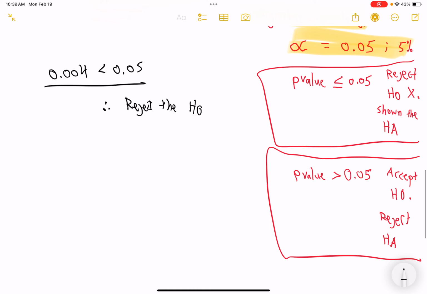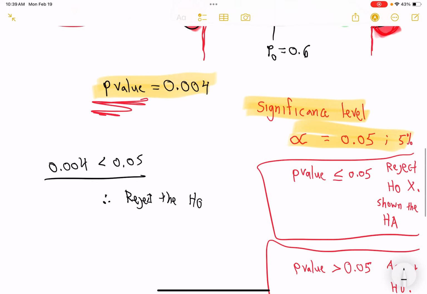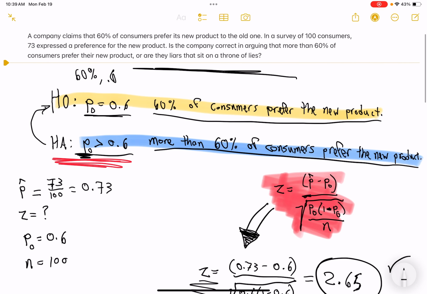Okay, that's how you solve these problems. Those are all the notes you really need to be sure of for this upcoming test. As a quick review, you're going to need to know the null hypothesis and the alternate hypothesis. You're going to need to know how to check for each of these, writing them as a proportion. The proportion will be greater than, or the proportion will be equal to. In the case of my question, the last sentence says, is the company correct in arguing that 60% of consumers prefer their new product, or are they liars? We said more than. That's how I know I use this greater than symbol.